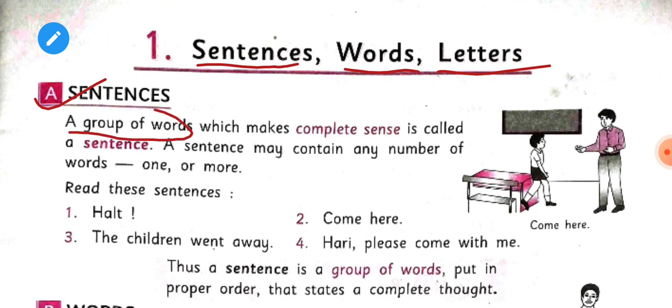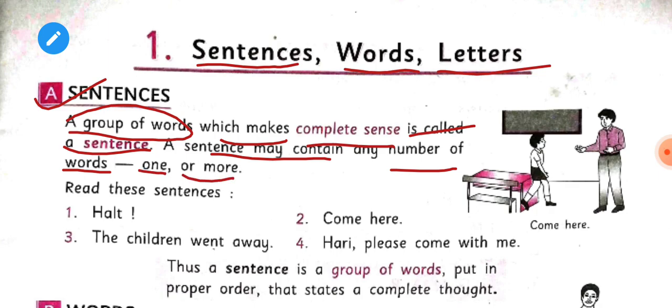Children, a group of words which makes complete sense is called a sentence. What is a sentence? A sentence is a group of words that can make a complete sense. A sentence may contain any number of words, one or more. Means a sentence may be of only one word, and maybe there are more than one words in a sentence.